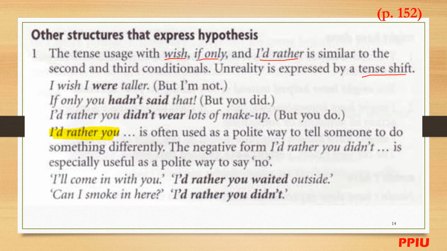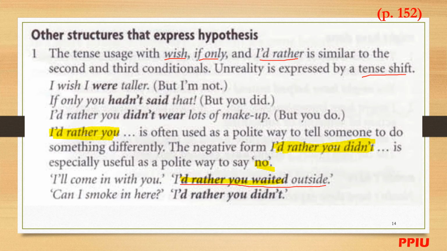So just telling them, I'd rather you something. And about negative, we just use I'd rather you didn't. A polite way to say no, right? This one we just suggest them to do something different. For example, I'll come in with you. I'd rather wait outside.